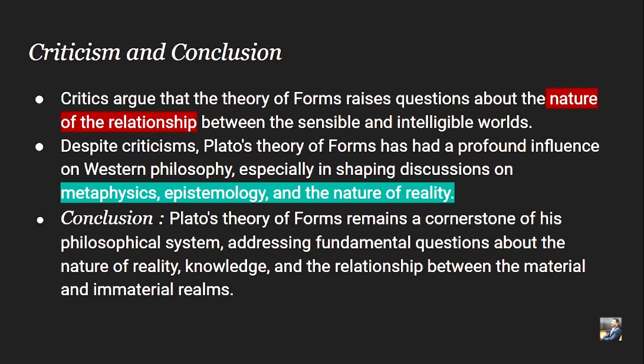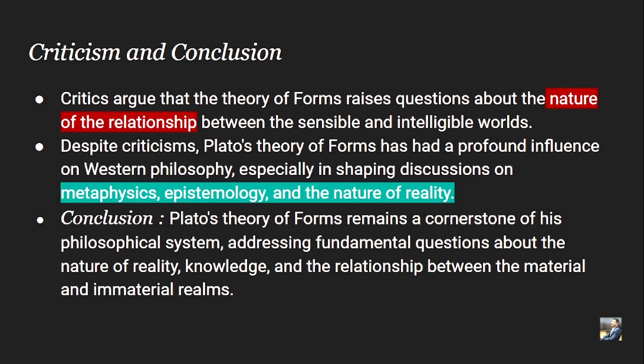Despite criticism, Plato's theory of forms has had a profound influence on Western philosophy, especially in shaping discussion on metaphysics, epistemology, and the nature of reality. It has become a great influence on different schools of political philosophy while formulating their philosophy. This is the criticism which you can write in your answers when a question on the theory of forms is asked.